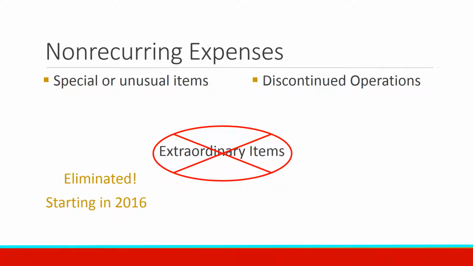Extraordinary items are being eliminated starting in 2016, so I will not be having any expectations that you understand or can present any information about extraordinary items. These used to be where we would put things that were so rare and unusual, such as a flood and a hurricane, that we would put those things into this special different category. It's become so difficult to determine what kinds of items might be put in this category that the FASB has decided to eliminate this category.